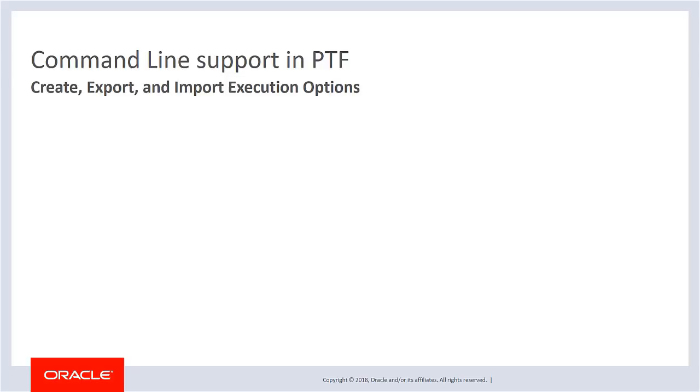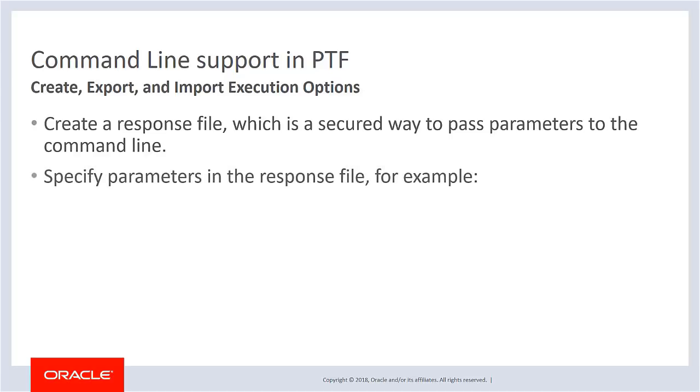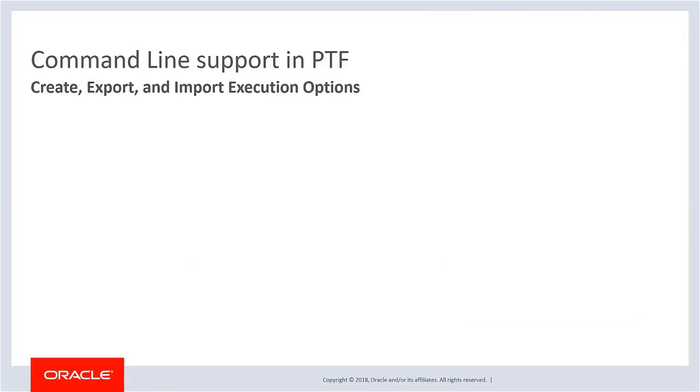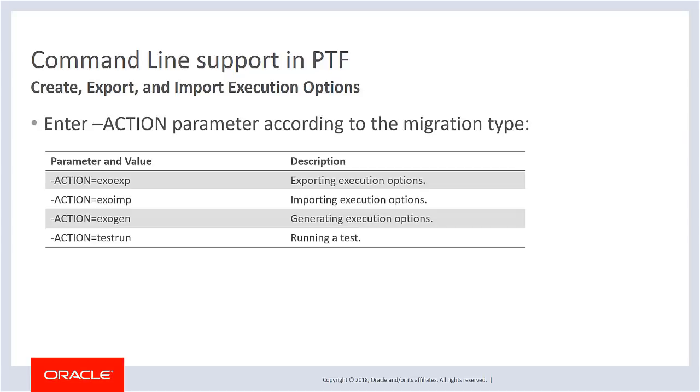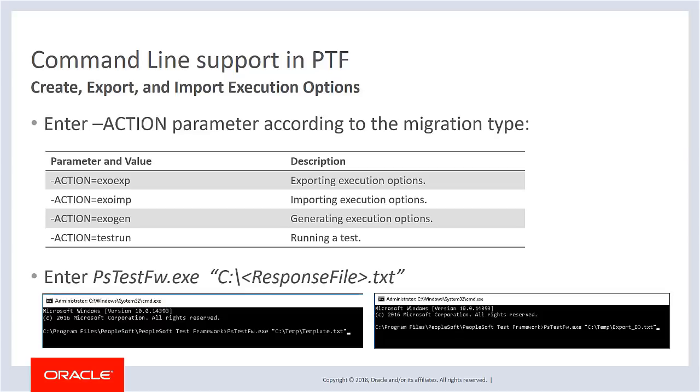The PeopleSoft Test Framework command line interface now includes support to import, export, and generate execution option properties. That means you can take command line execution scripts and use them to execute multiple environments. First, create a response file.txt. A response file is a secured way to pass parameters to the command line. The response file lists all parameters required for generating or migrating execution options. Specify the value for export, import, generate, or run a test for the action parameter. Now call this response file from the command line during runtime.